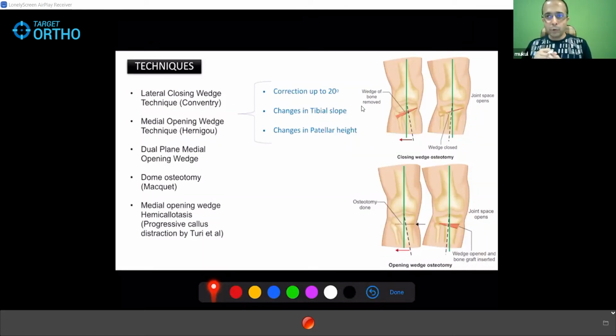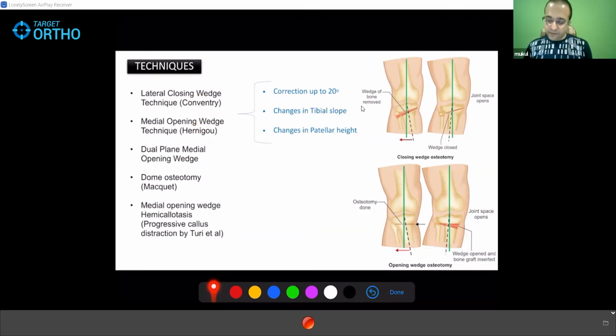Now, if you plan to do STO, here we are basically dealing with unicompartmental osteoarthritis indication. So if you plan to do STO, the techniques in the market, you can either go with that lateral closing wedge technique, close the wedge on the lateral side to correct the alignment, or you can go with the medial opening wedge technique, open the wedge medially to correct the alignment. The original technique described by Coventry when he popularized this was the closing wedge technique. Then Hernigou et al. introduced the medial opening wedge technique. So these have been the standard techniques.